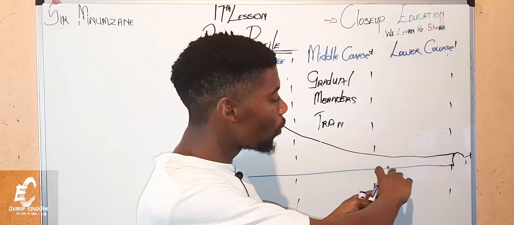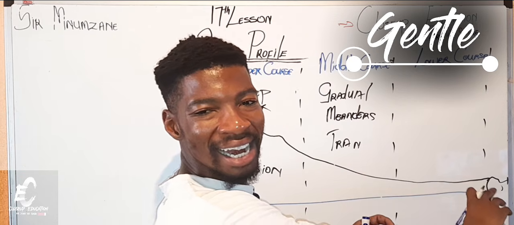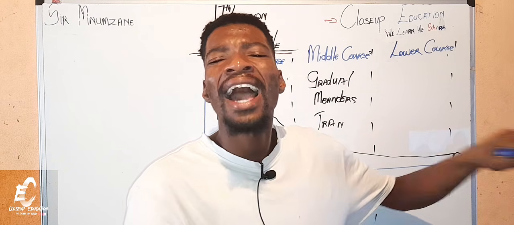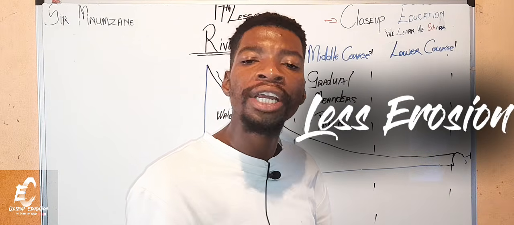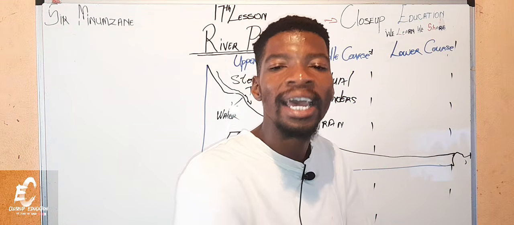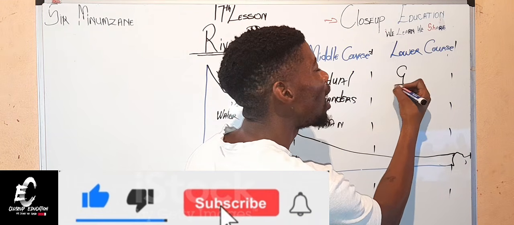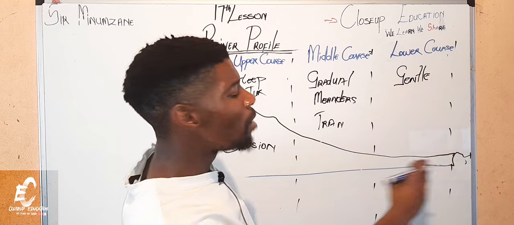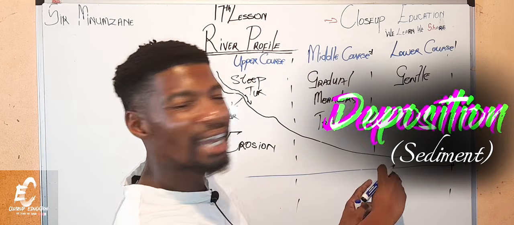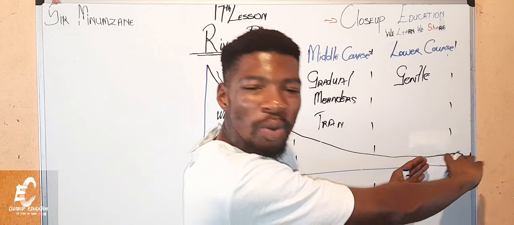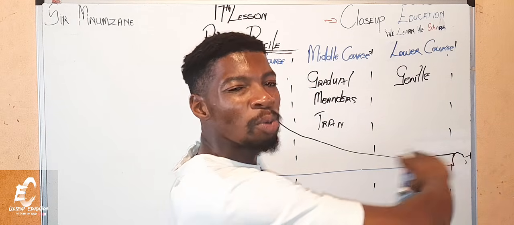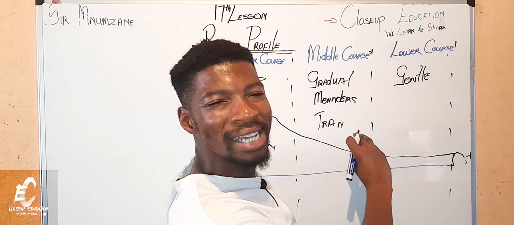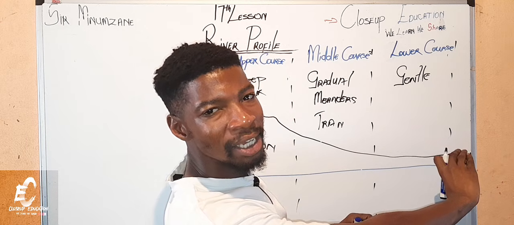So now, because the area is starting to be gentle, meaning the water is no longer moving at high speed, there's less erosion. What is associated here? Let's first write: this is our gentle gradient. The gradient is gentle because of the deposition which was transported from the upper course, through the middle course, and now will be dumped in the lower course.